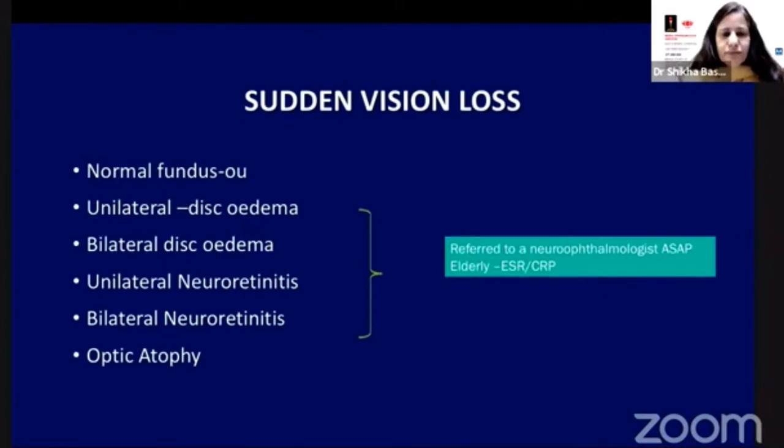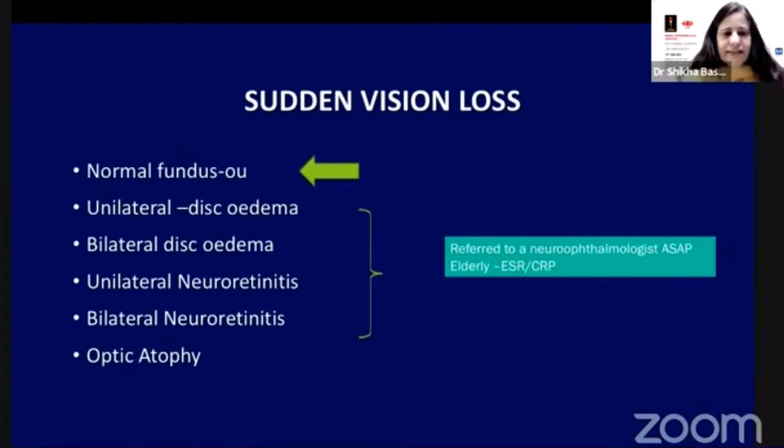If the patient has presented with unilateral or bilateral disc edema or neuroretinitis, you know that the patient has an inflamed optic nerve or something is happening in the optic nerve. It's very important that you refer the patient to a neuroophthalmologist as soon as possible because the time lost is neuron lost. Or if you're sure, treat it. In case of an elderly patient, do an ESR or CRP immediately to rule out a GCA. Now we look at cases.